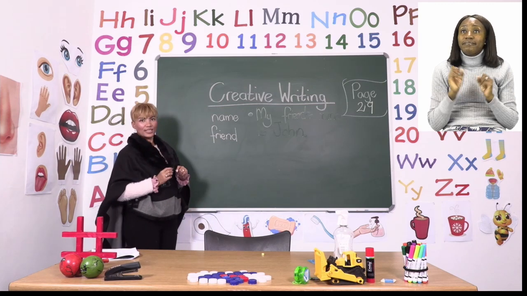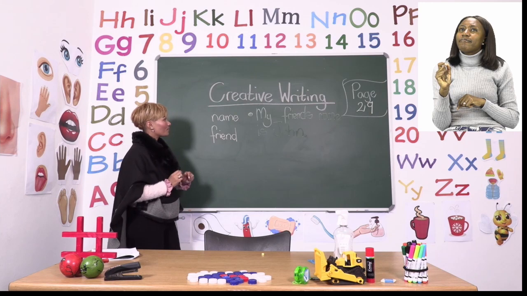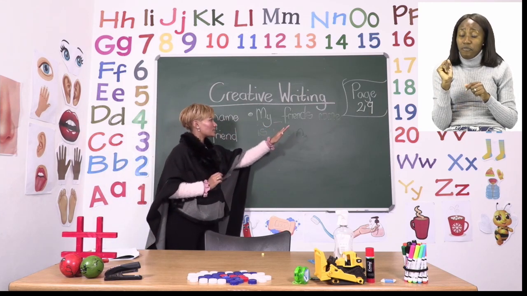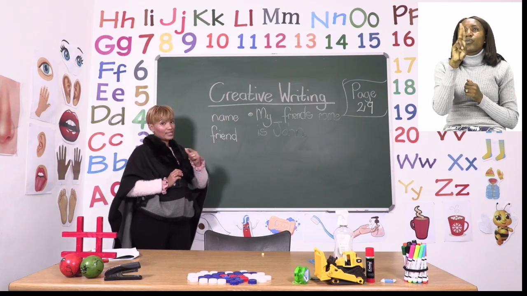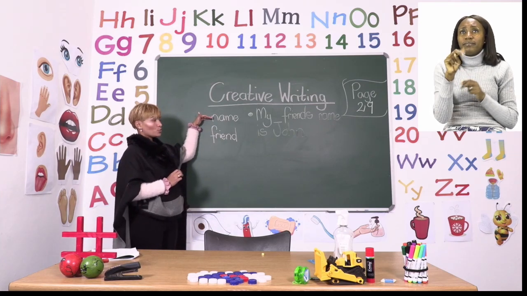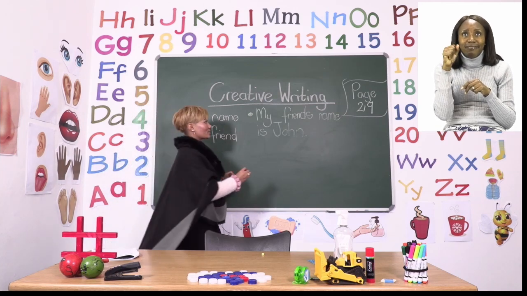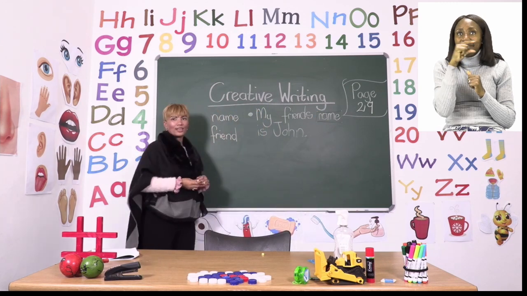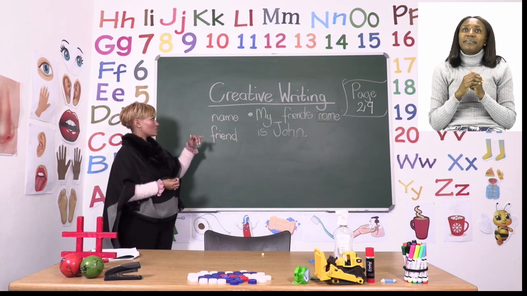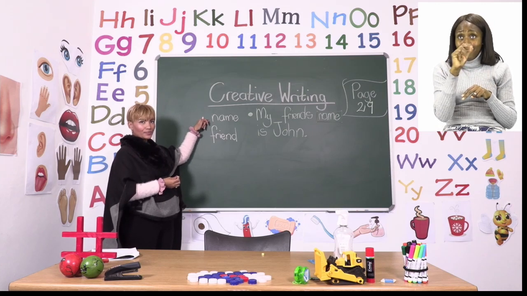There's my first sentence. My first sentence reads, my friend's name is John. Did I make use of the word name in my sentence? Oh yes, of course I did. There it is over there. So now I have used my first word.